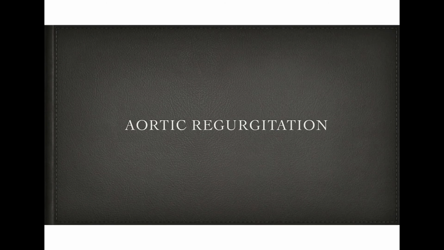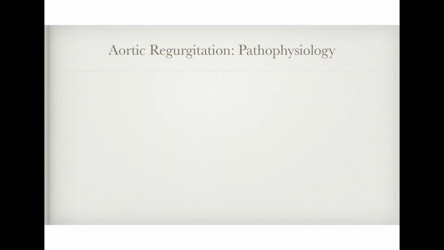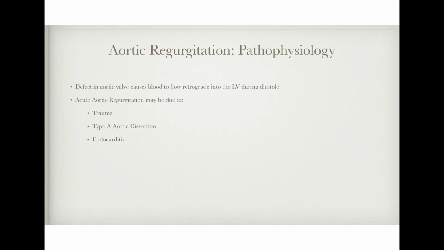Moving on to aortic regurgitation, this is a condition characterized by a defect in the aortic valve, which causes blood to flow retrograde from the aorta into the left ventricle during diastole. It has both acute and chronic forms. Acute forms of aortic regurgitation can be due to trauma, type A aortic dissection, or endocarditis. In acute aortic regurgitation, the left ventricle doesn't have enough time to remodel itself and adjust to the increase in volume caused by the aortic regurgitation, and the symptoms are much more dramatic and severe.